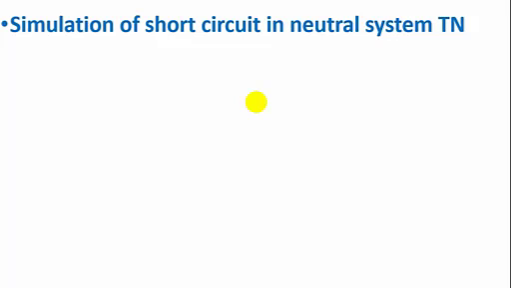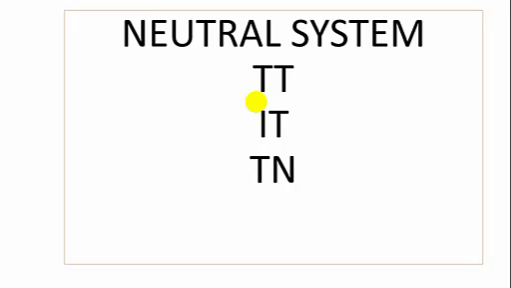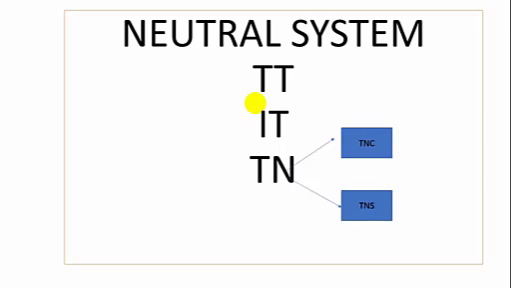Now we go talking about simulation of short circuit in neutral system TN. In neutral systems we have TT, IT, TN. In TN we have two: TNC and TNS. The combination between the two is TNCS.